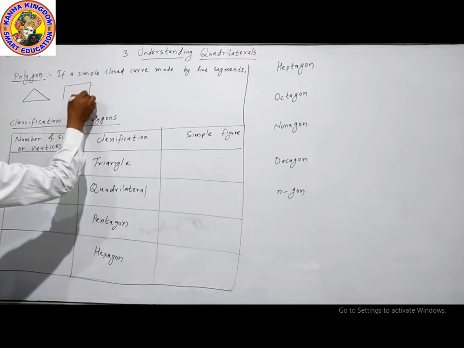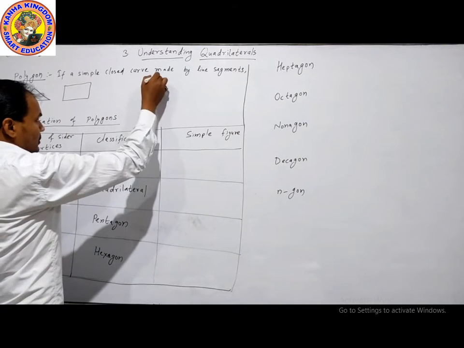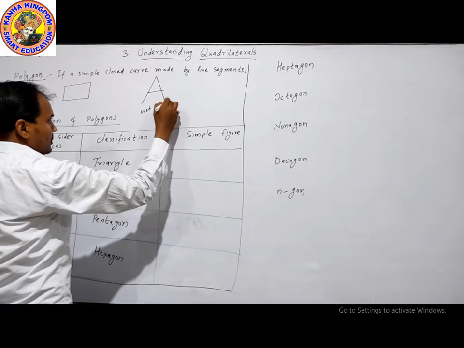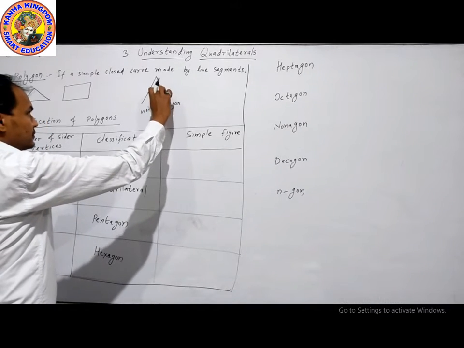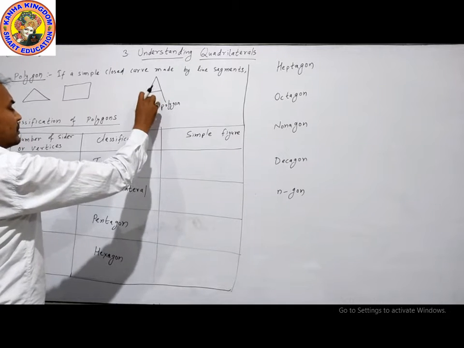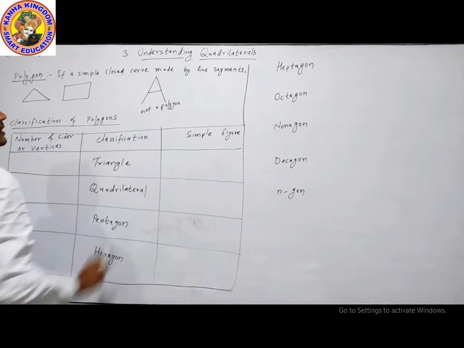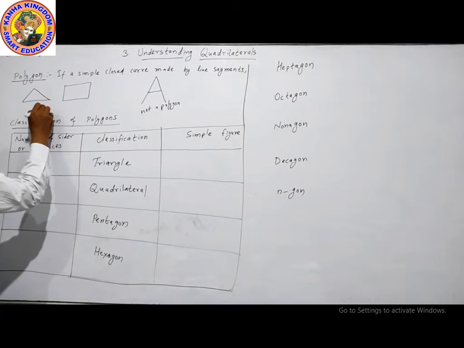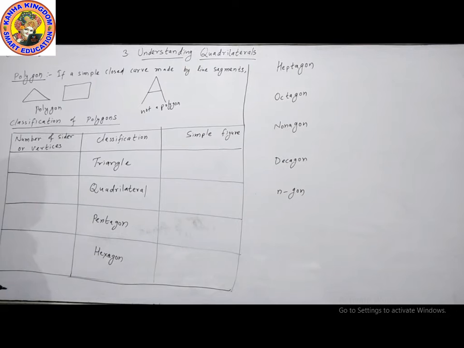This is our polygon, but this is not a polygon because in this diagram upper is closed but lower diagram is open. Polygon having only closed curve. This is our open curve. So this is our polygon and this is not a polygon.